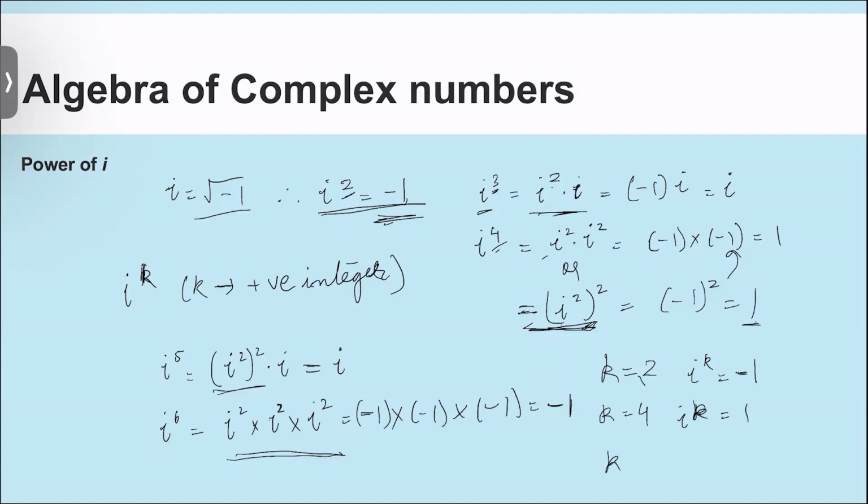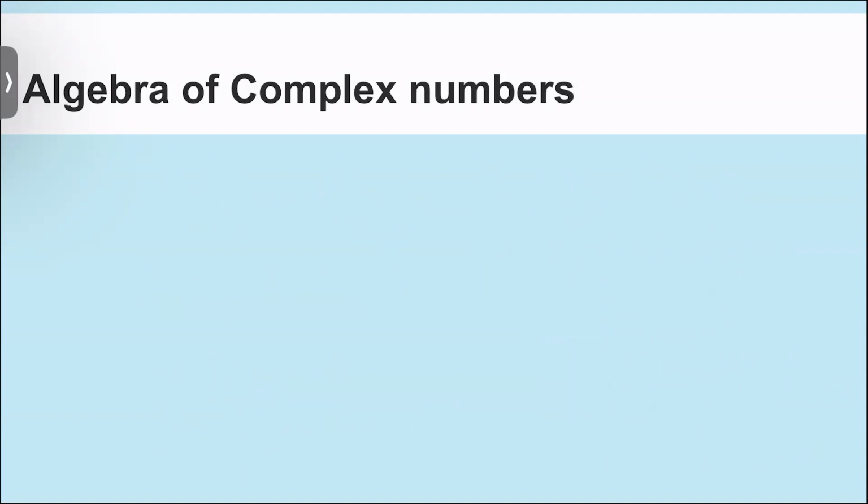But if your k is equal to 6, then again you get i to the 6, which is -1. Okay, so there is no particular pattern being followed if you try to write it for k only even. There is no general pattern followed. So if you say in that manner, for any integer k, okay.